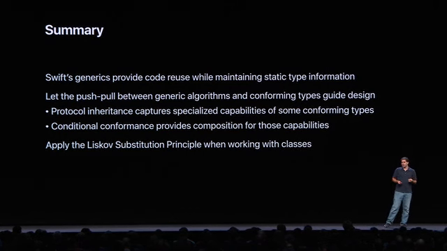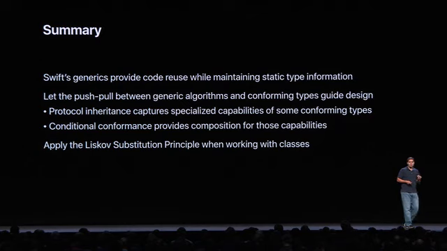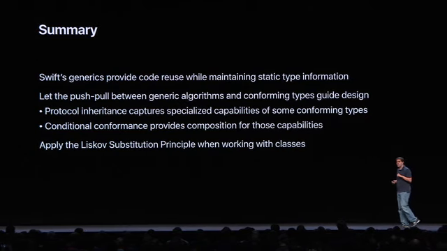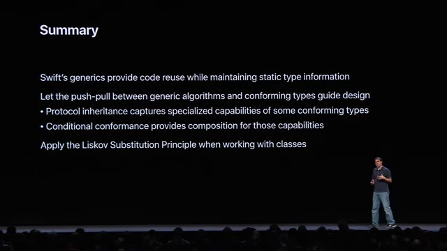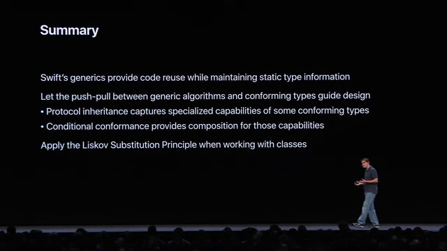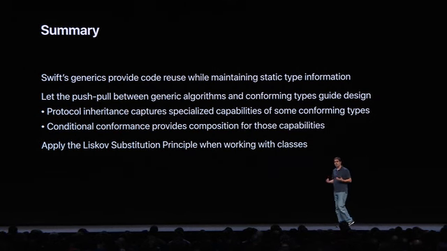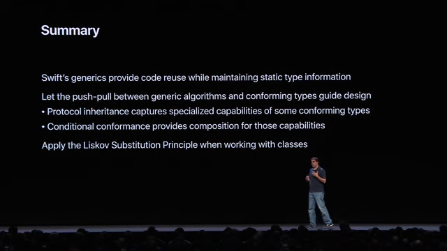Introduce protocol inheritance when you need some more specialized capabilities to implement new generic algorithms that are only supportable on a subset of the conforming types. And use conditional conformance when you're writing generic types so that they can compose nicely, especially when working with protocol hierarchies. And finally, when you're reasoning about the tricky interaction between class inheritance and the generic system, go back to the Liskov substitution principle and think about what happens if I introduce a subclass rather than the superclass at which I wrote the conformance.